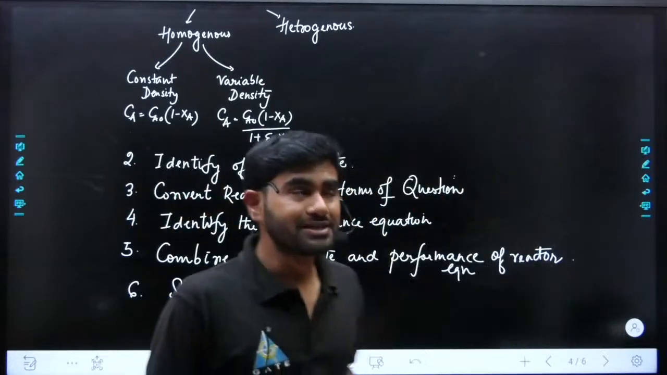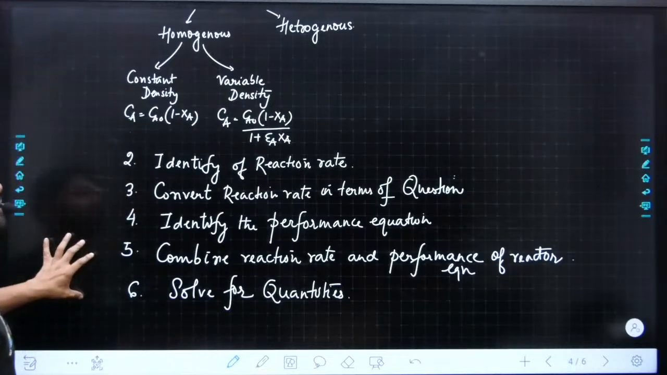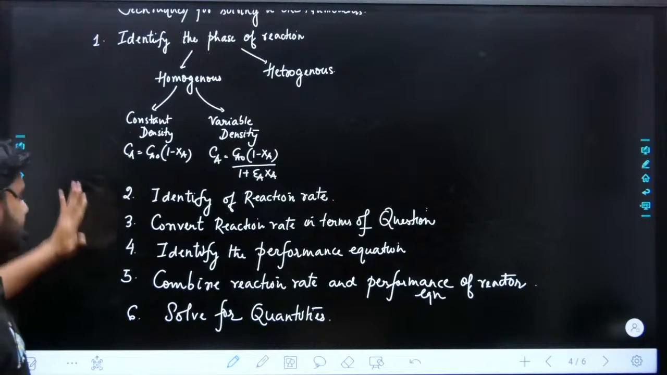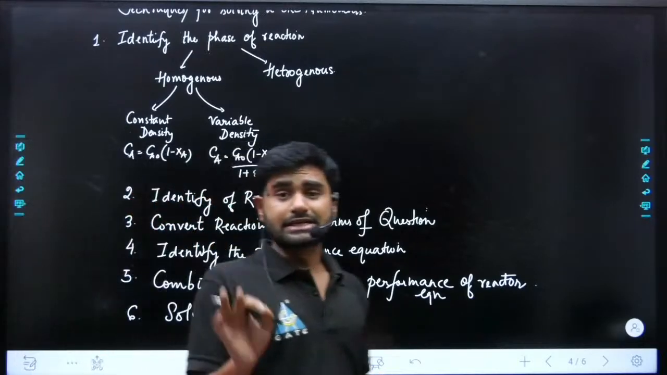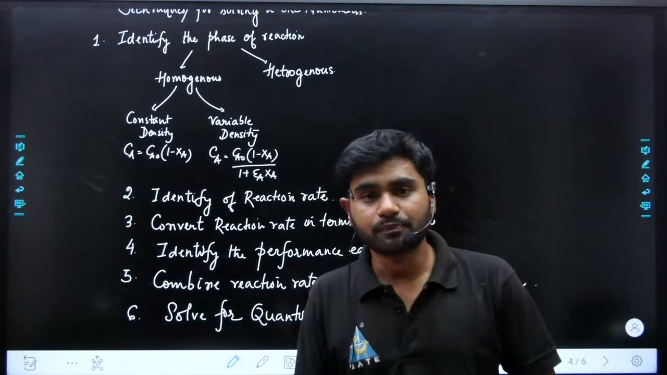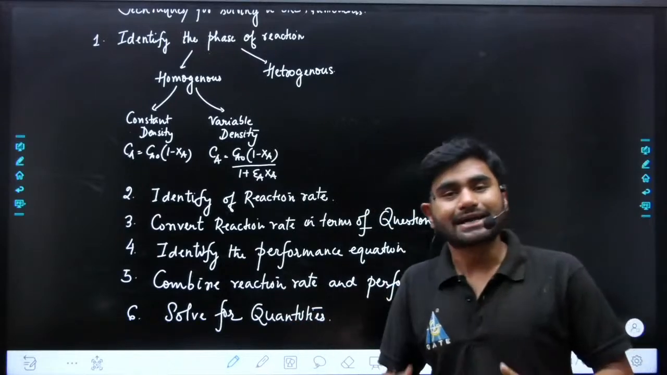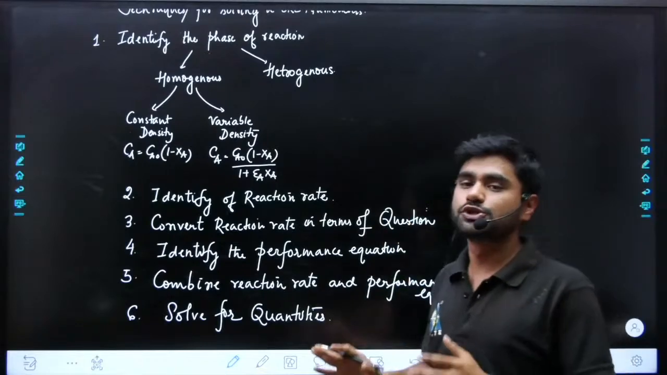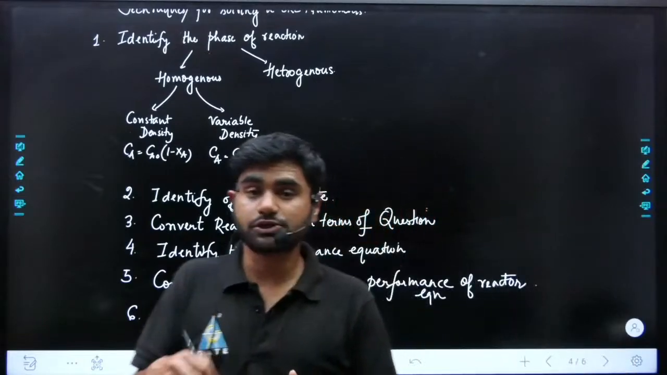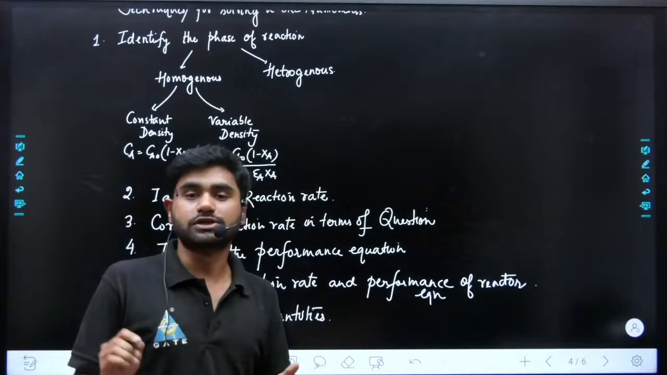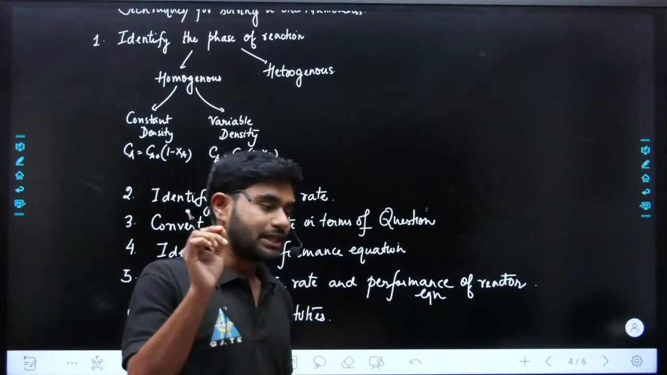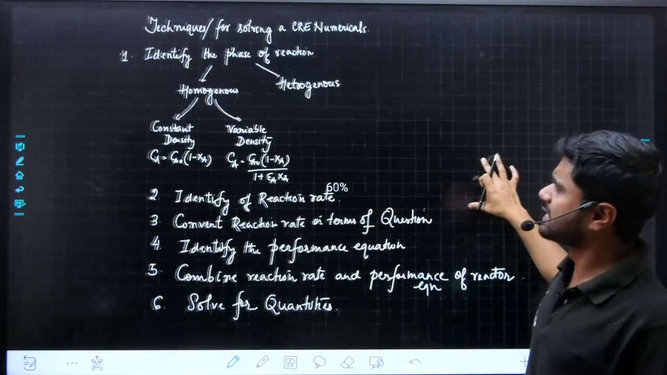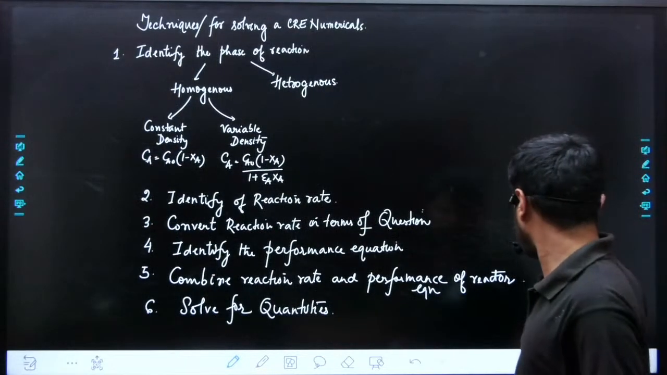When we look at the overall picture of any CRE numerical, we have these 6 steps. These six steps have to be done very thoroughly. You should practice as soon as possible, for every sort of question that we encounter. So let's begin with question number 1 for this technique.